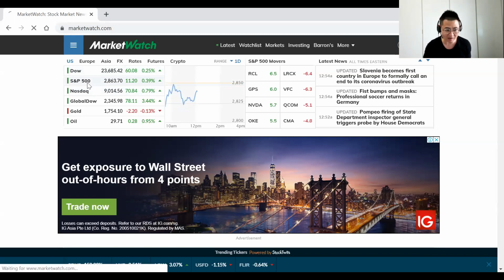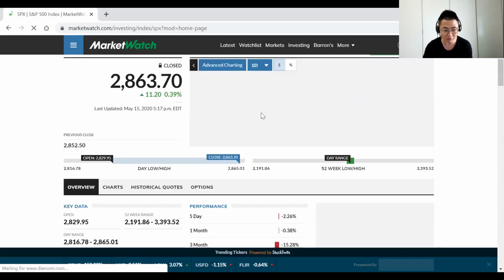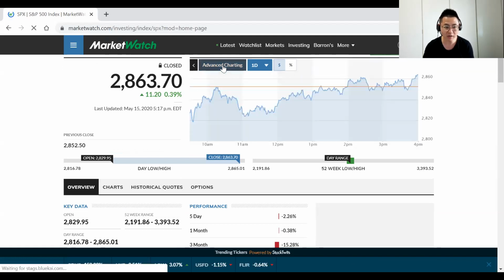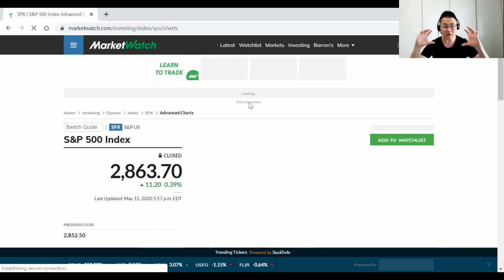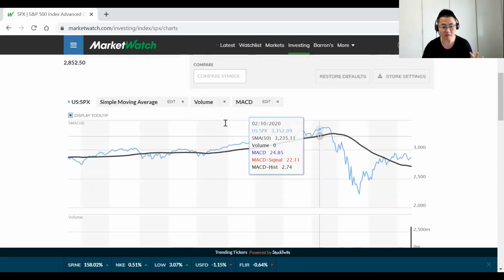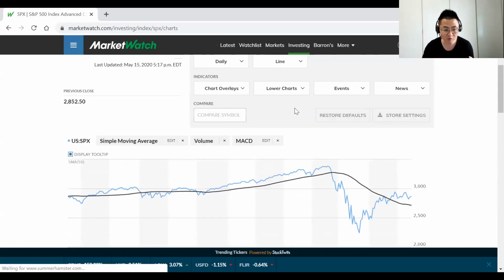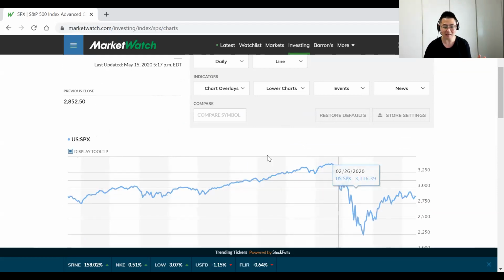So let's click on it. Once you click on it, it will lead you to this particular page. Okay, and you can click on advanced charting. When you click on advanced charting, it will lead you to the bigger chart, and over here is where you will see the chart. Once you see the chart, the first thing I do is always remove all the analysis, because I want to keep my chart clean. Now it's so much cleaner. I can see the whole chart, right?